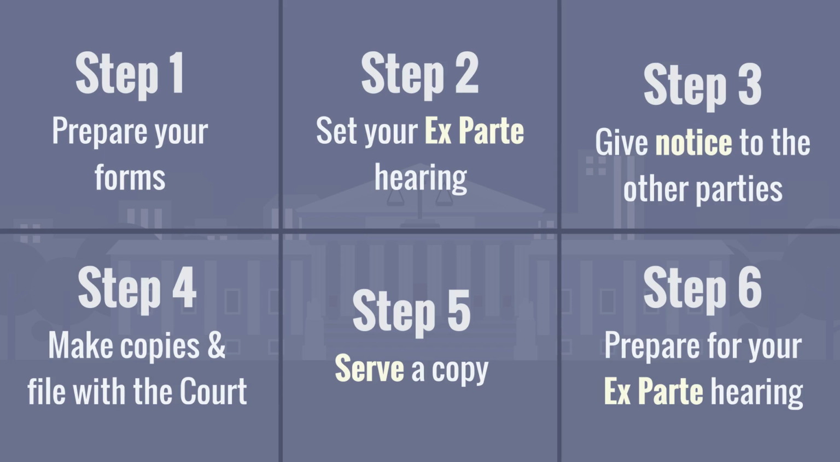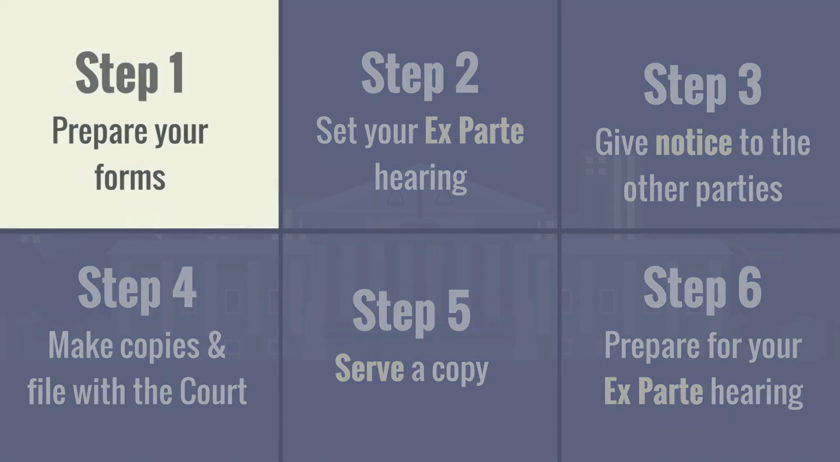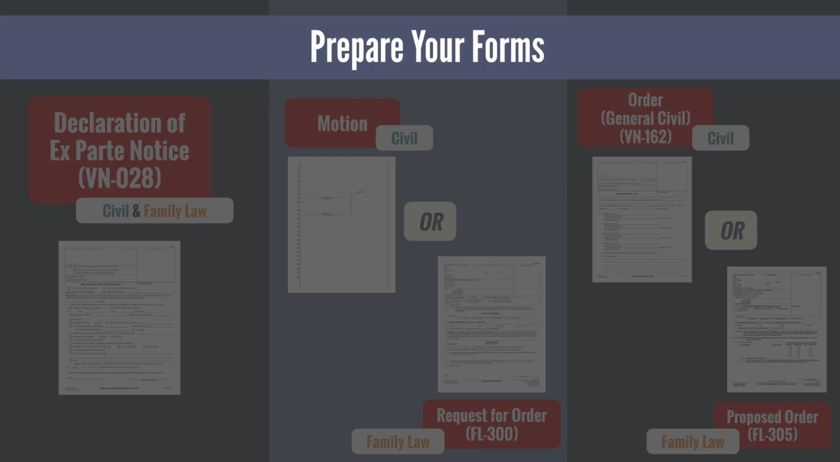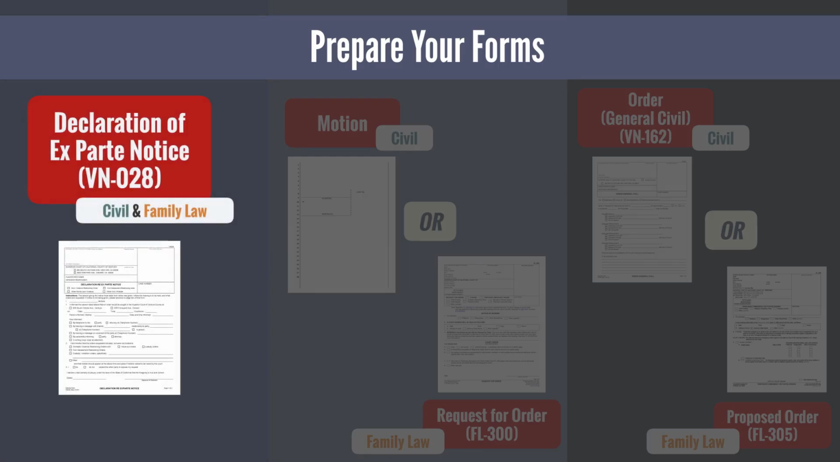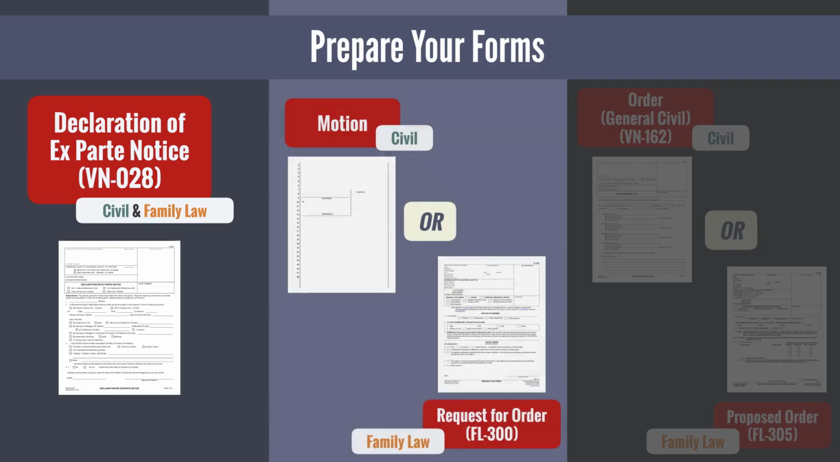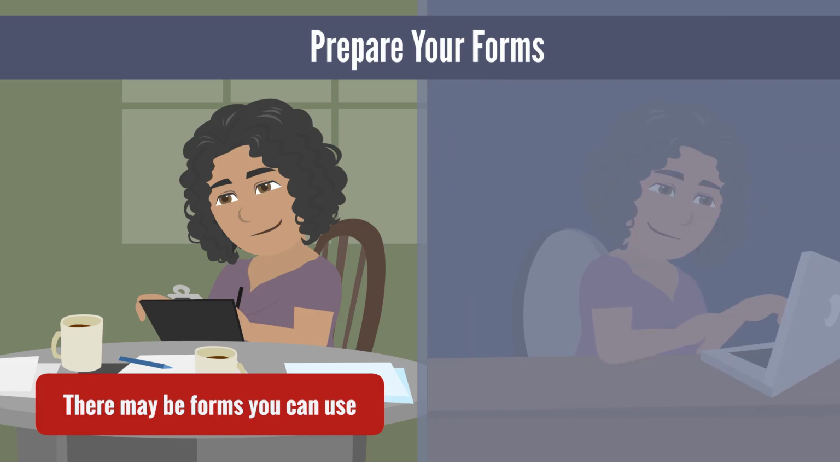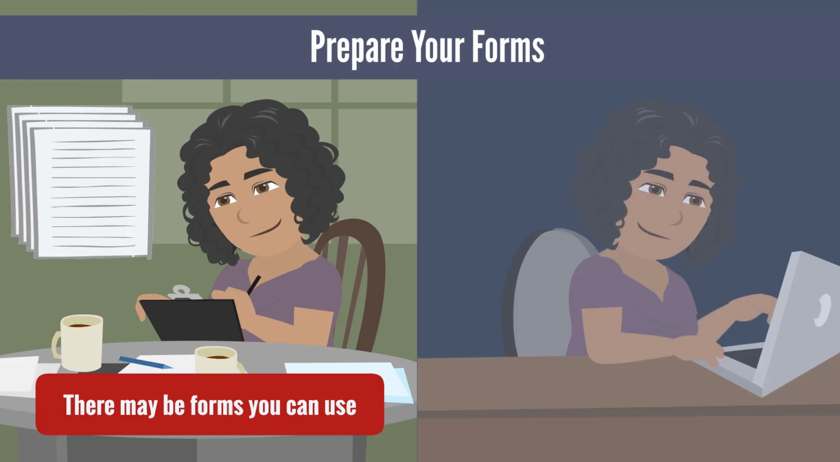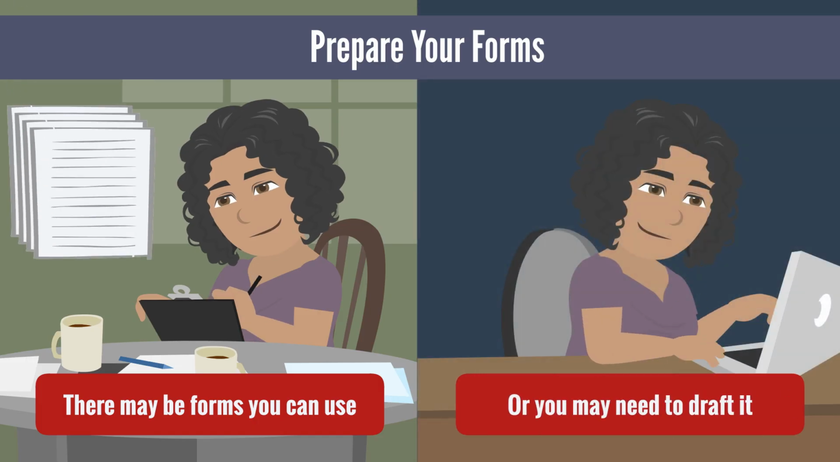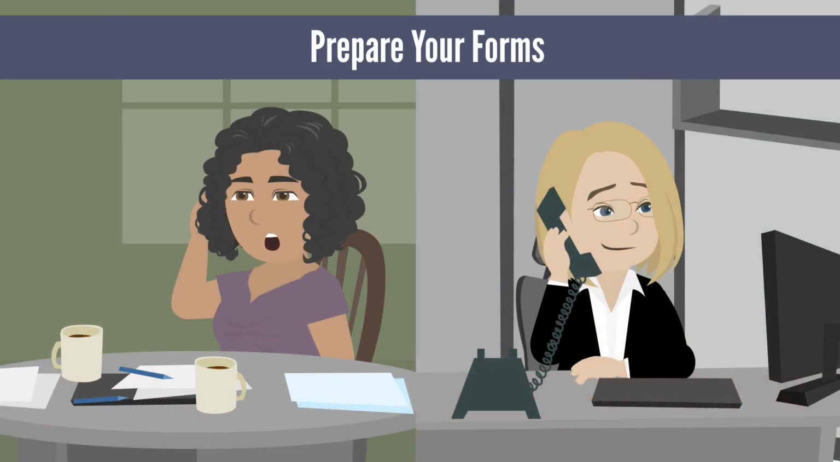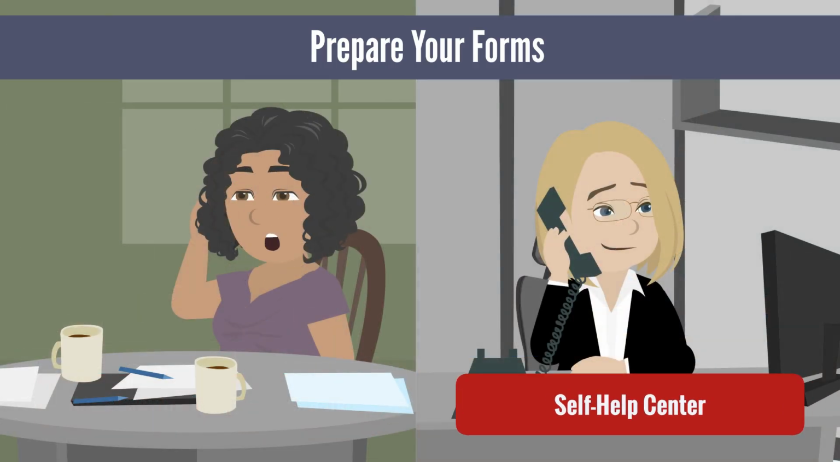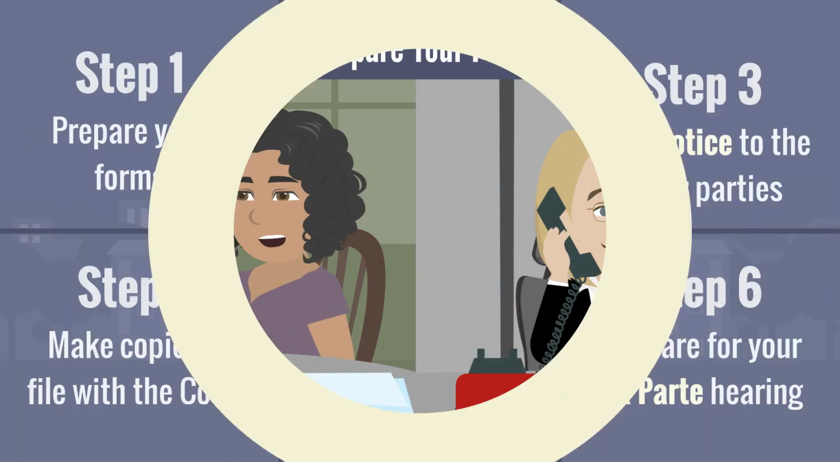Let's go through the steps. Step 1. Prepare your forms. You will need to file declaration of ex parte notice, motion or request for order with supporting documents and declarations attached, and the proposed order. There may be forms you can use to request the ex parte hearing, or you may need to draft it yourself. You can contact the Self-Help Center for information about available forms you can use.